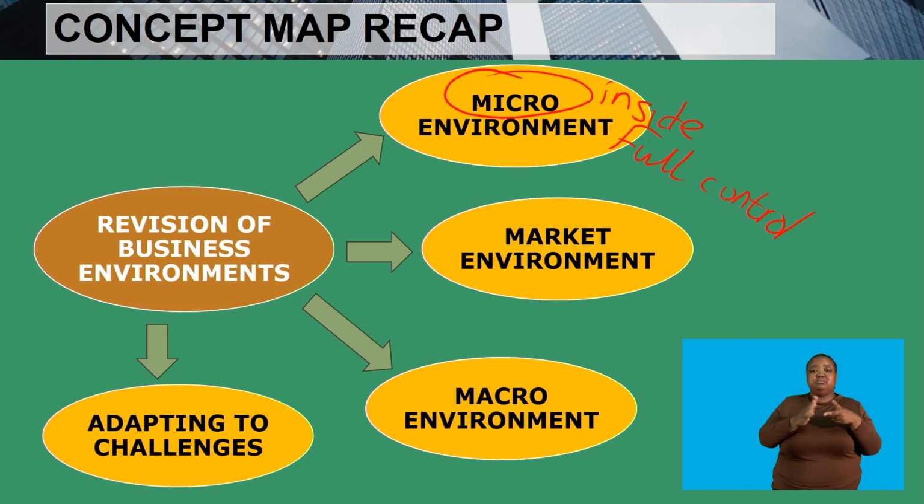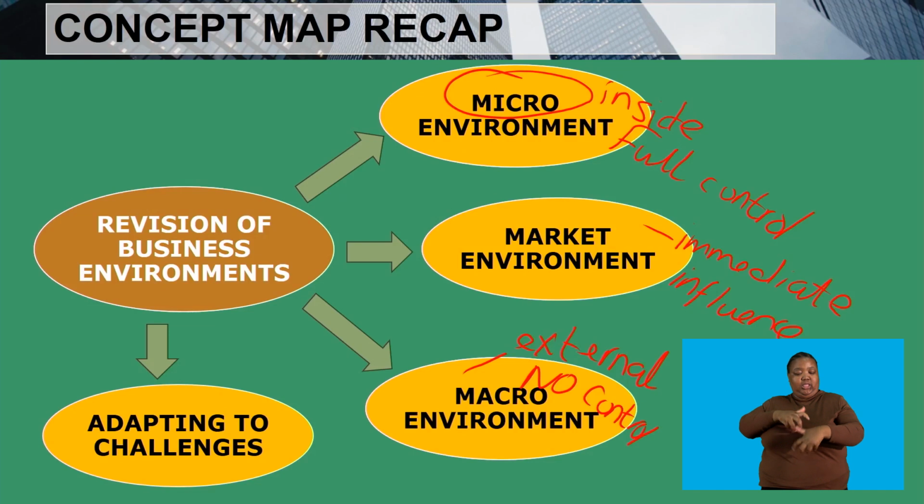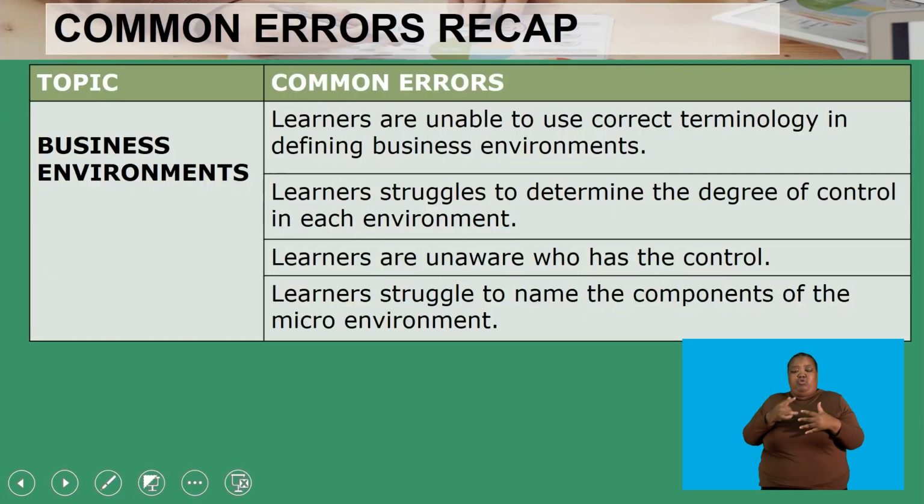We then looked at the market environment, which is the immediate outside of the business, where we only have influence over the components. And then we have the macro environment, where we look at the external parts of the business. Therefore, we have no control over this environment, but we can only adapt to the challenges. Then we also focused on ways in which we can adapt to the different challenges of the macro environment.